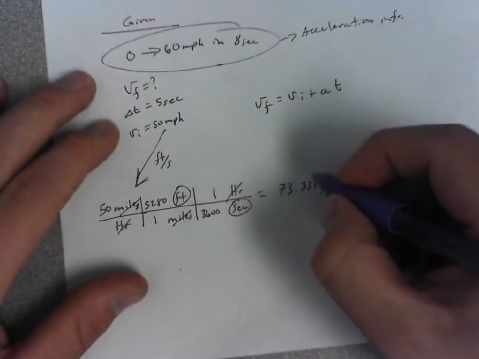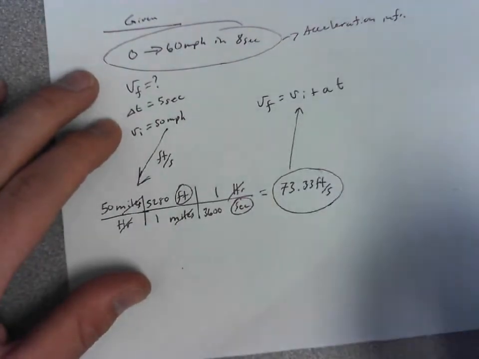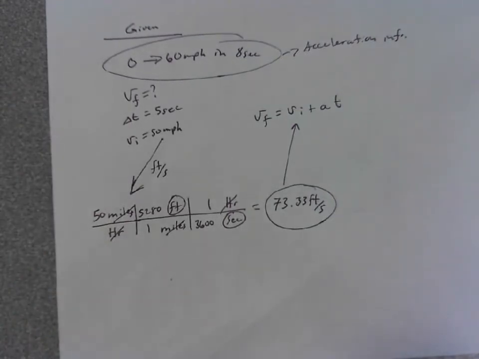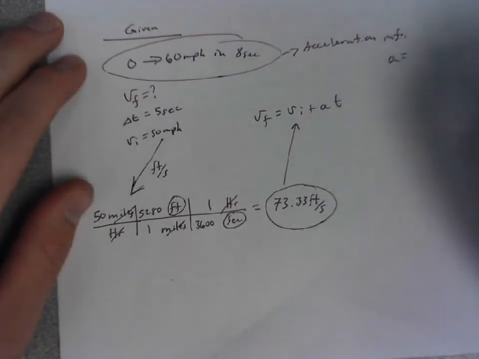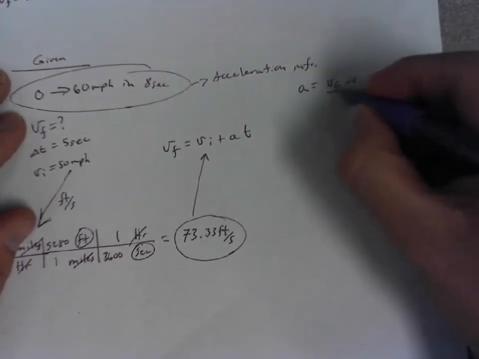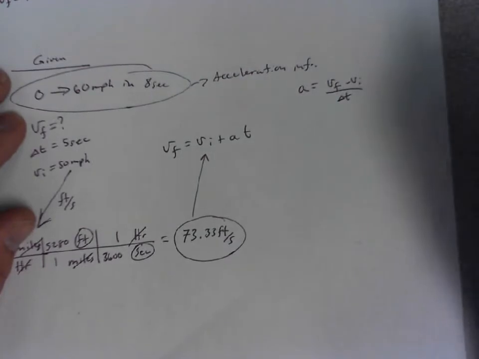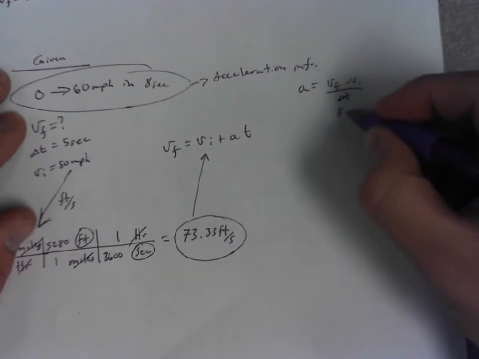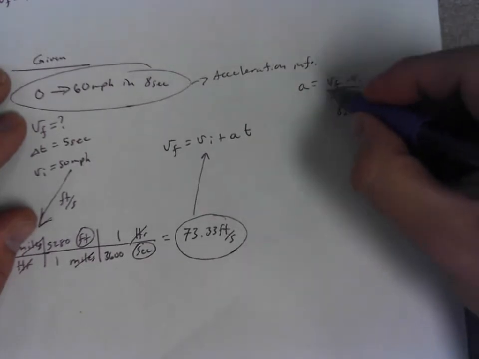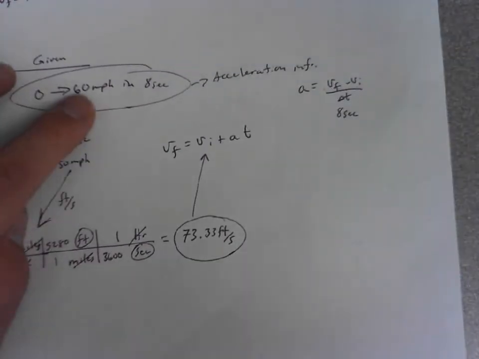Okay, so that value, that right there, goes in for my initial velocity. Now I have an issue. I don't know what my acceleration is. Now remember, my acceleration, that is this equation, v final minus v initial divided by delta t. Now I know what the delta t is for that. That's 8 seconds, right? But I don't know what v final is because I have 60 miles an hour, and once again, I don't have 60 miles an hour in feet per second. I need it in the right units.